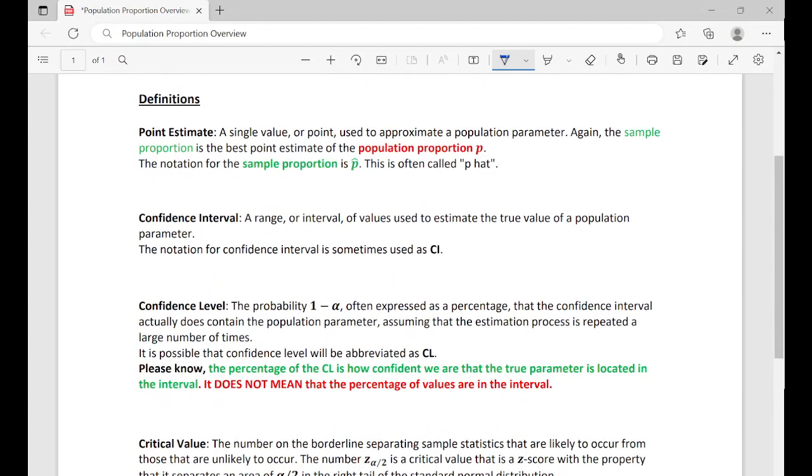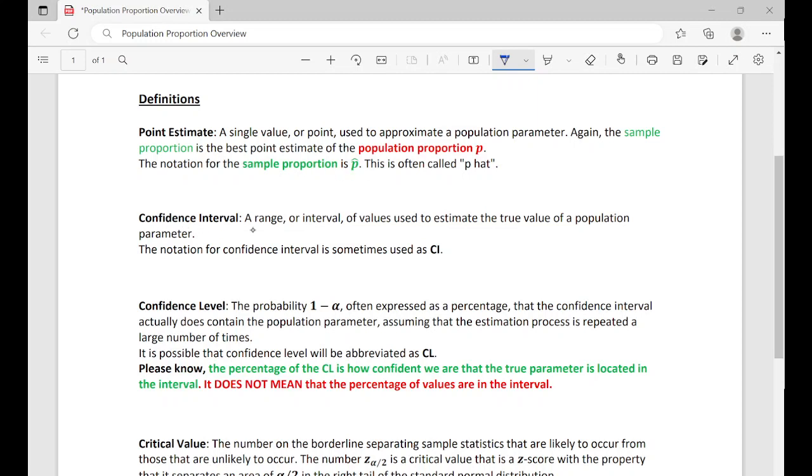A point estimate is a single value or point used to approximate a population parameter. And again, the sample proportion is the best point estimate of the population proportion, P. The notation for a sample proportion, if you're given it, is P with this little hat on top of it, which is sometimes called just P hat. So the sample proportion is P hat.